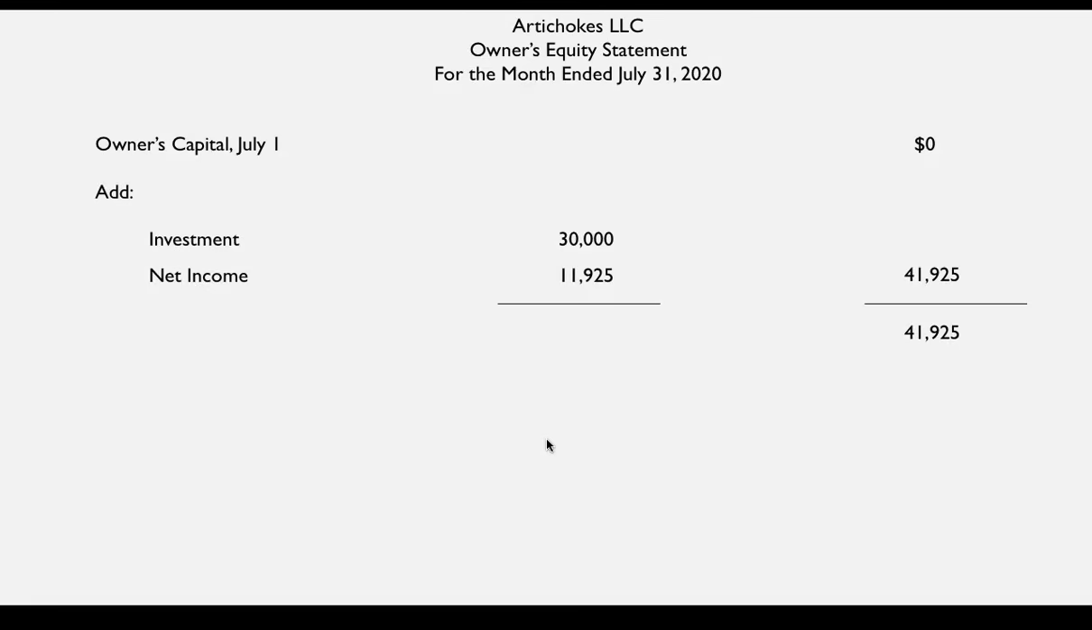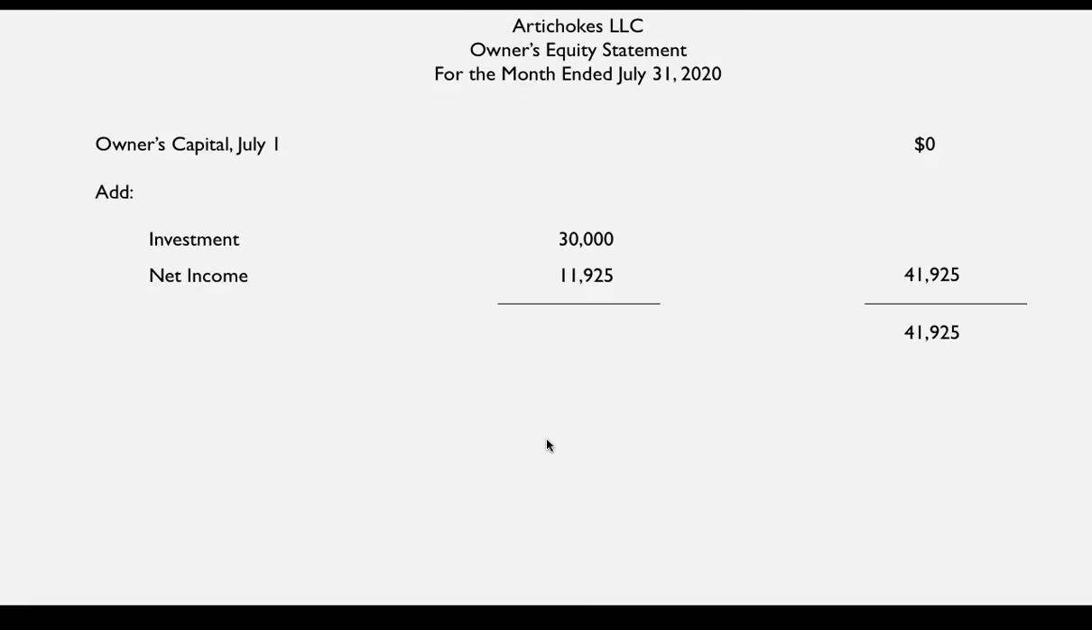So we're done with the add portion of the owner's equity statement. Now we have this less portion, right? Things that we will be subtracting. There's two different things that can be subtracted on an owner's equity statement. First of all, we have owner's drawings, right? Any time that an owner takes money out of the business for personal use, that's going to decrease their equity.